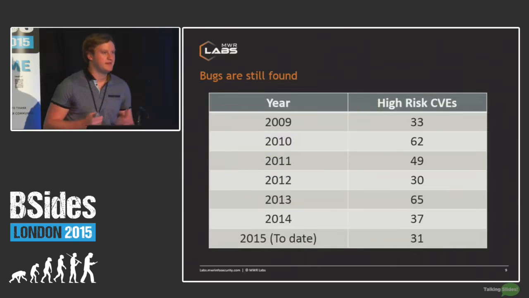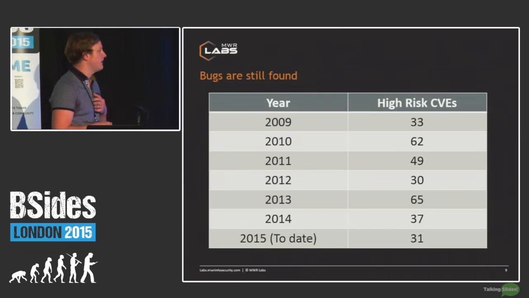So in terms of high-risk CVEs with a score of CVSS 7 or more, there's actually 31 been reported to date this year, 37 in 2014, and 65 in 2013, which was a good year.